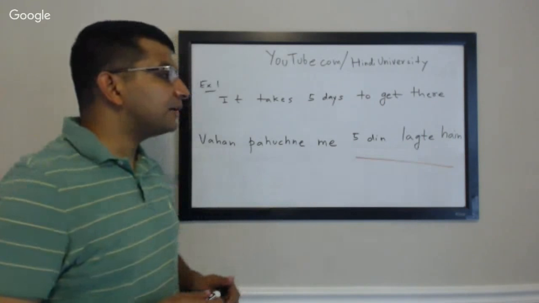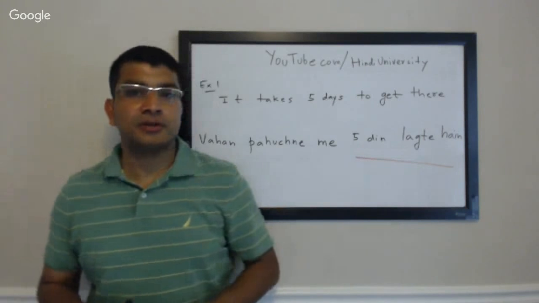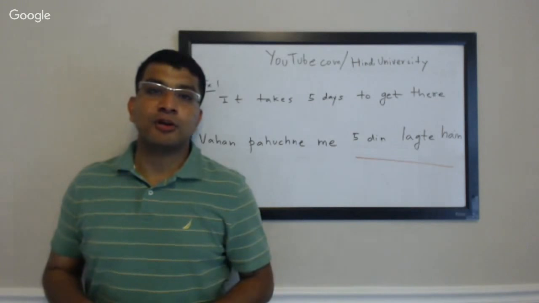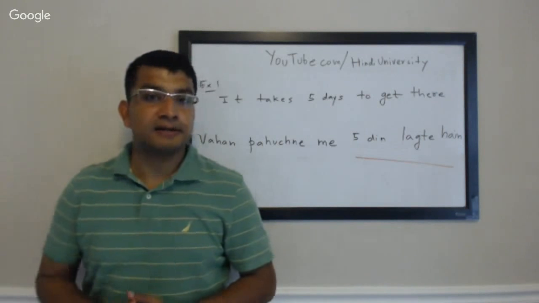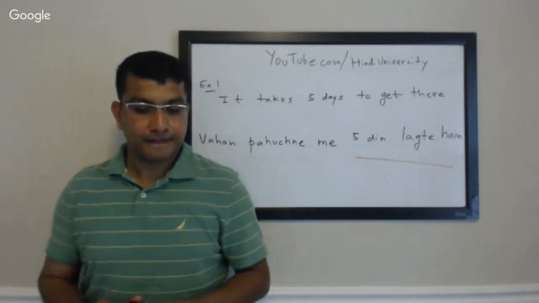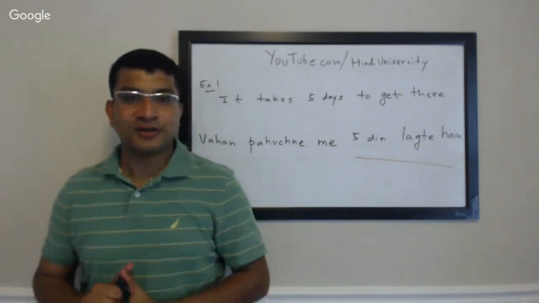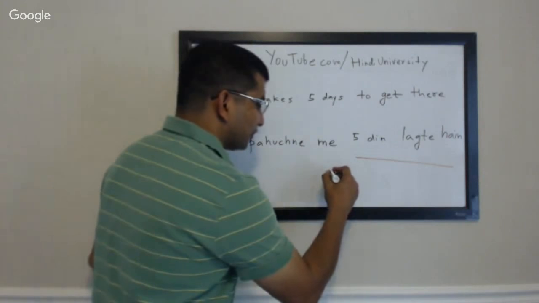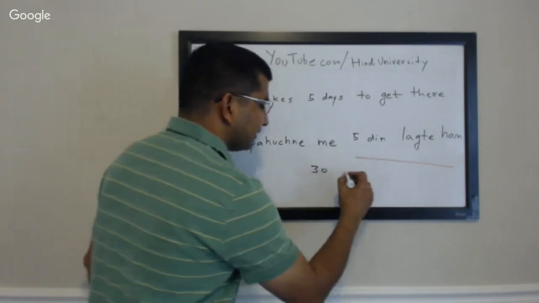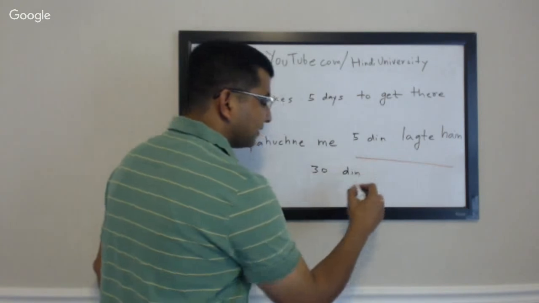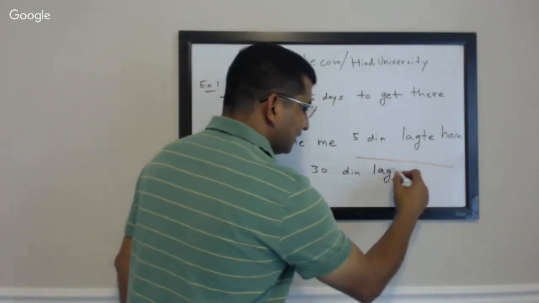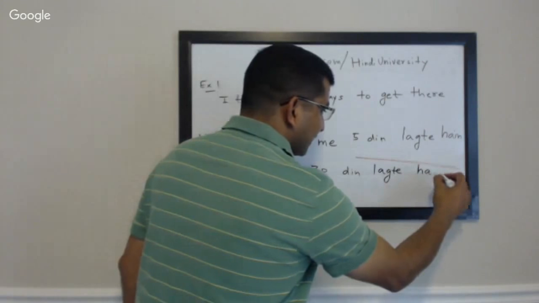Okay, now let me ask you a very simple question. So how long does it take for a moon to revolve around the earth? Liz, you want 30 din a month? So you will say 30 din lagte hain. Very good. 30 din lagte hain.